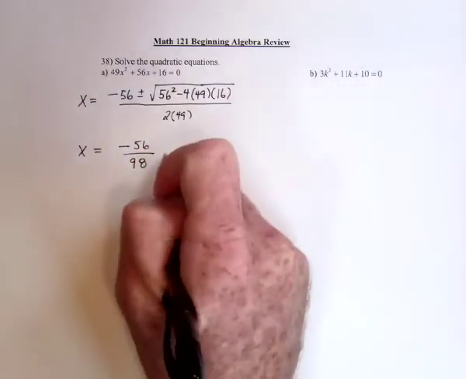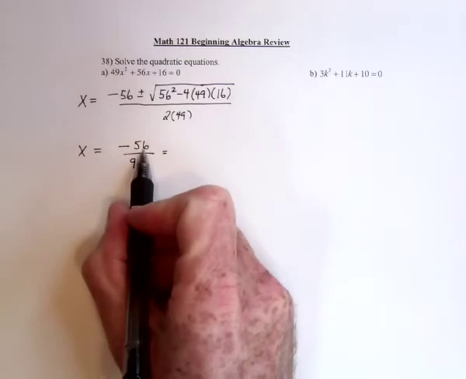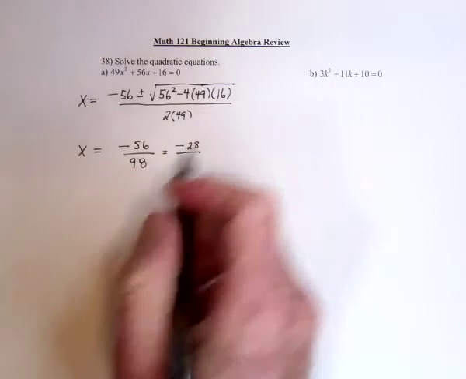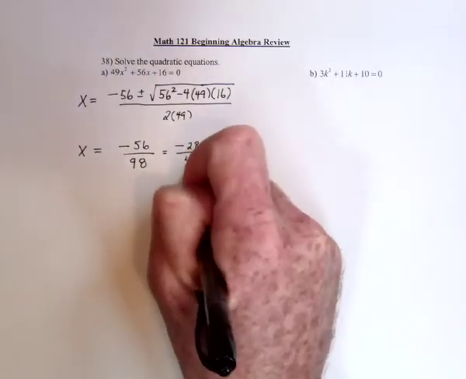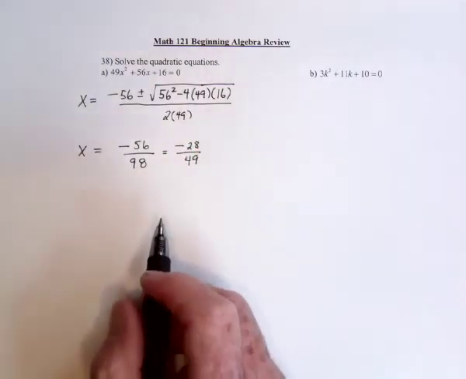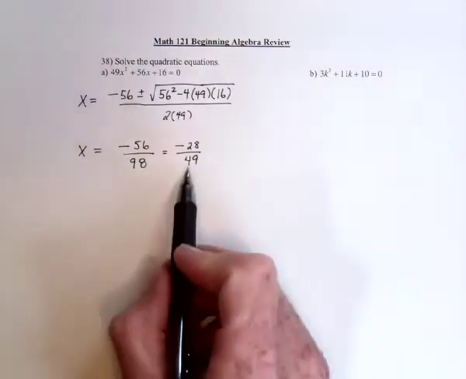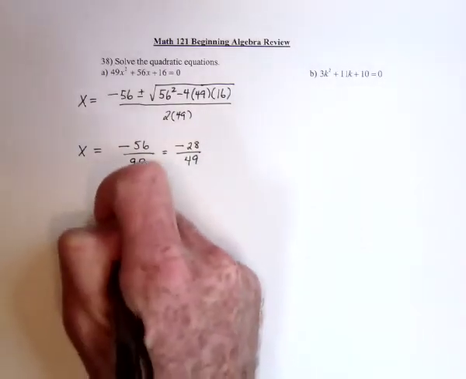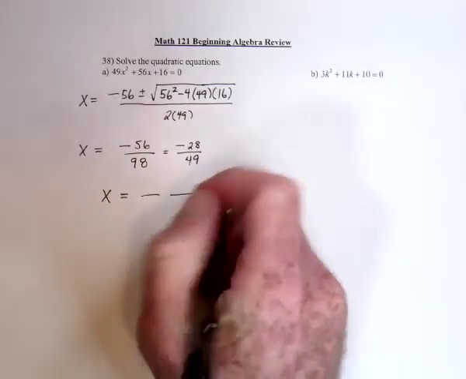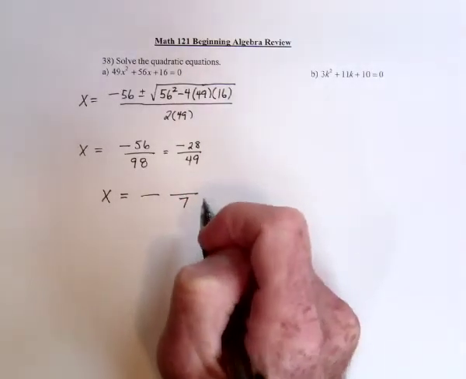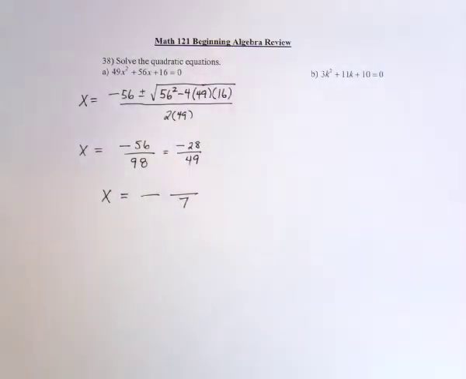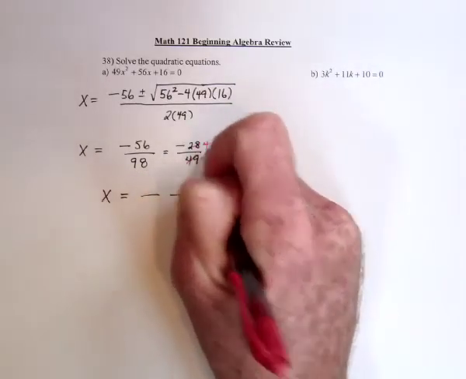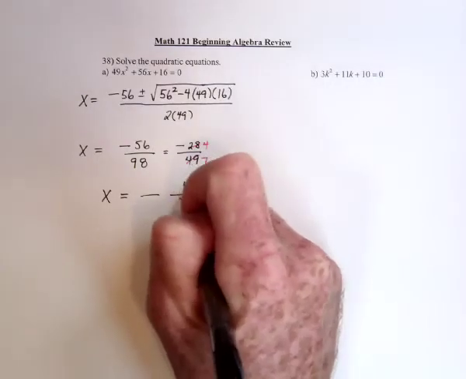So this can be reduced. If you divide by 2, this is going to be 28. If you divide by 2, this is going to be 49. Can it be reduced any more? Well, the only thing in this is 7s. Does 7 go into 28? Oh, yes it does. So it's going to leave a 7 on the bottom when you divide by 7. Divide by 7 leaves a 4. So negative 4 over 7.